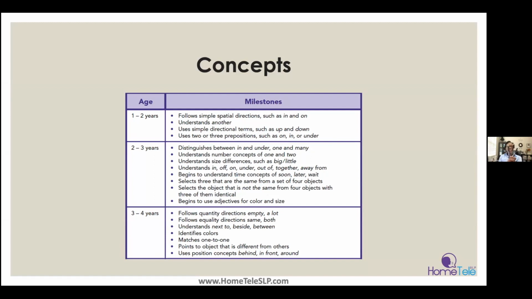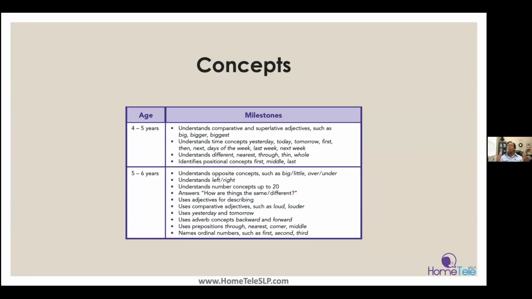Maybe I have 3 objects. Can you find same? Same, those are the same, you're right. Which one's different? Can you help me find different? And of course, they have to have an understanding of what same and different is. So these are just some examples of additional milestones for children between 4 and 5.